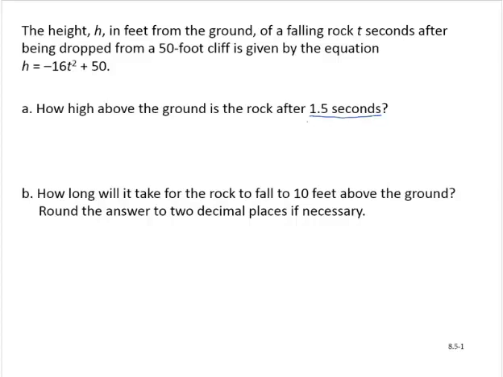1.5 seconds, that's a value for t, right? T seconds. All right, so this is saying let t equal 1.5, find h. So h would equal negative 16 by 1.5 squared plus 50. So that is negative 16.